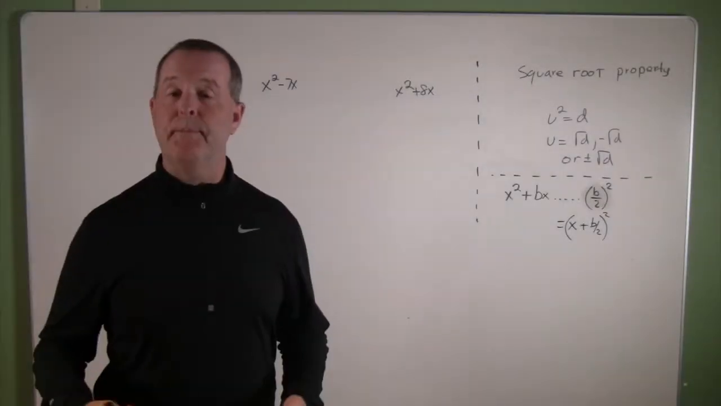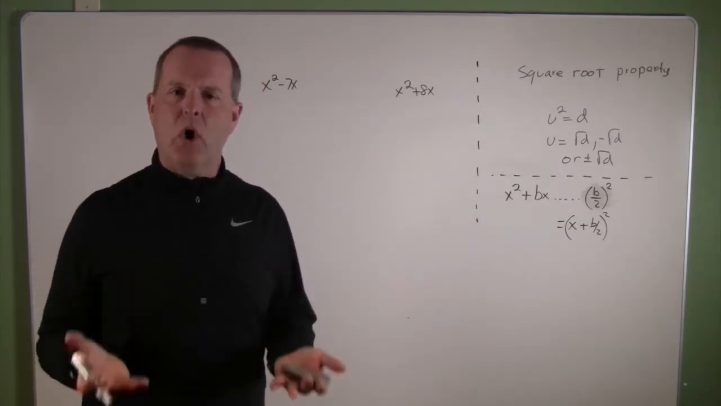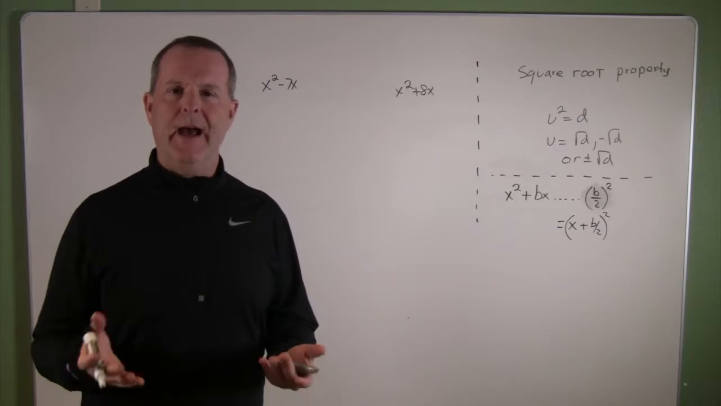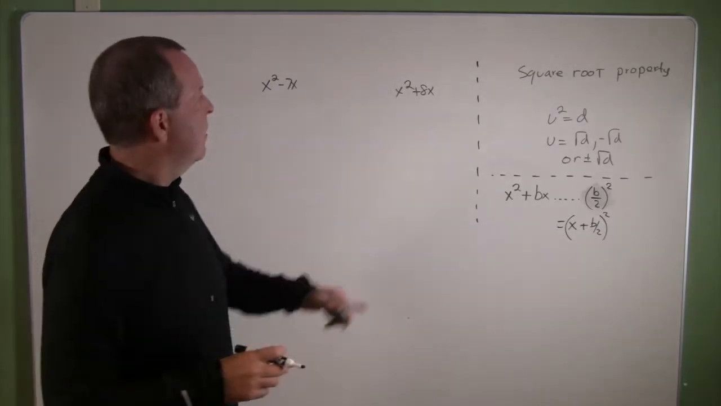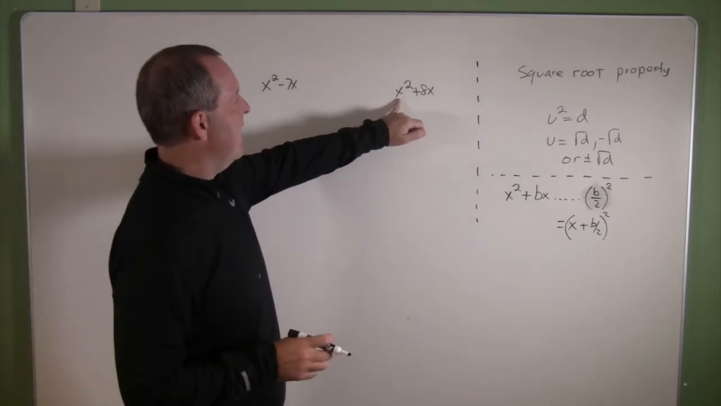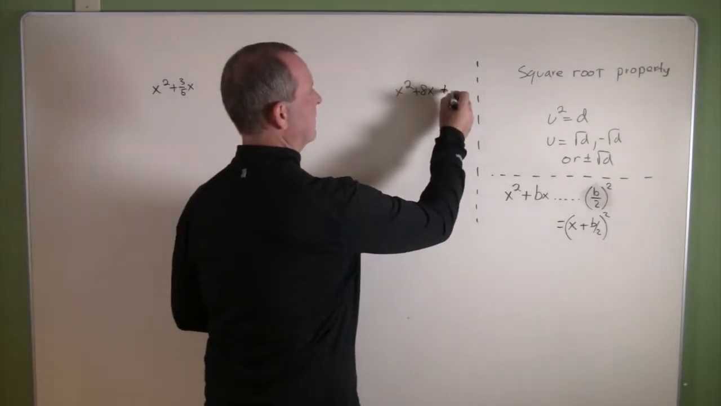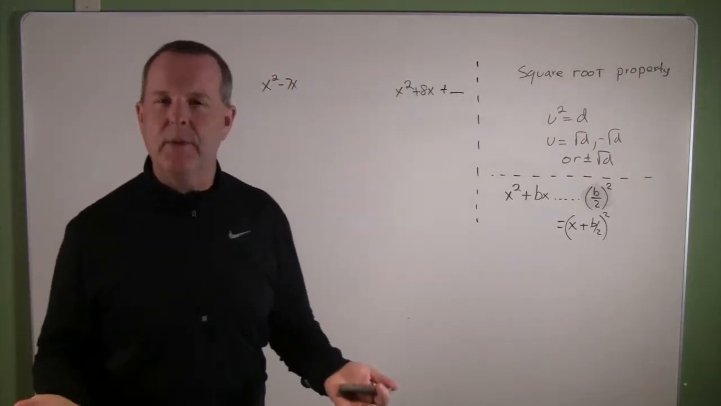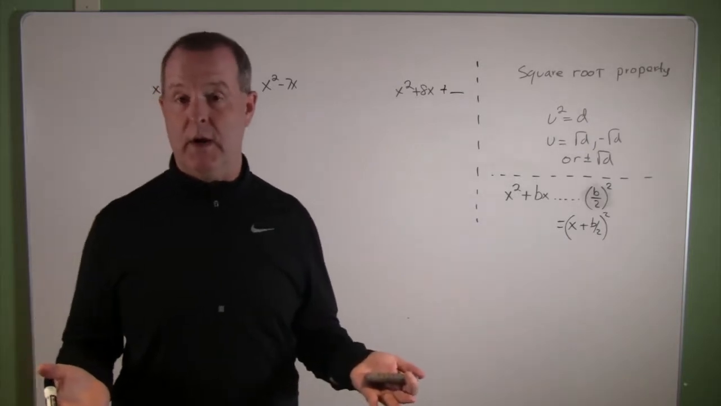Another skill that we need to pick up along the way is this idea of how, if we get a partial trinomial, we make it a complete perfect square trinomial. So for example, if I have x squared plus 8x, what goes right here? What number would go right there to turn this into a perfect square trinomial?